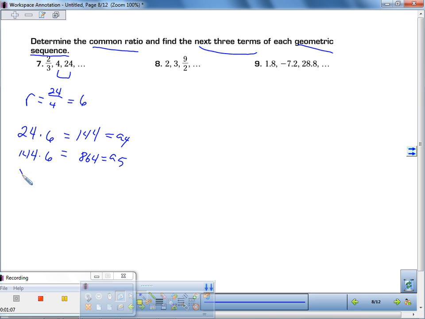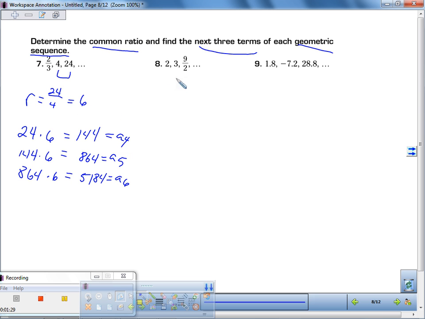And then to come up with the next term in the sequence, we take 864, multiply it times 6, and we end up with 5184. So that's going to be a sub 6. So we found the next three terms in the sequence, and they just keep increasing by a factor of 6, so we keep multiplying by 6.